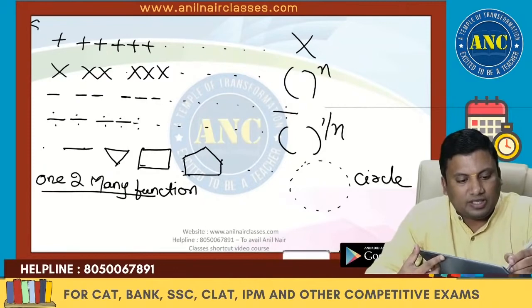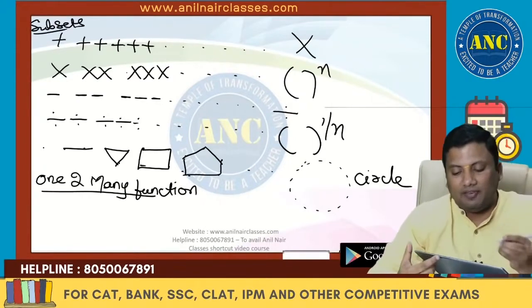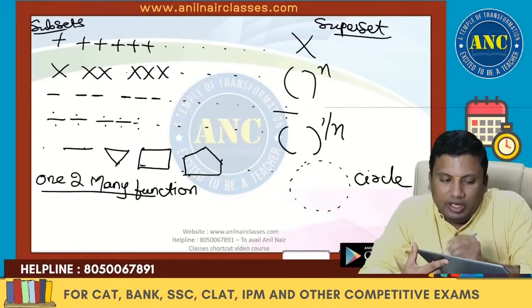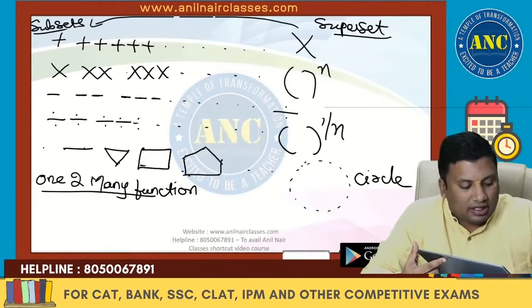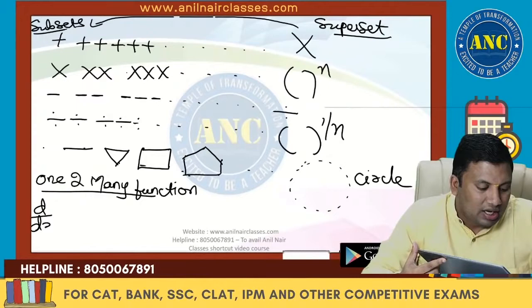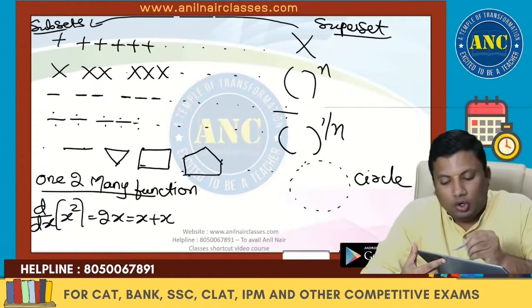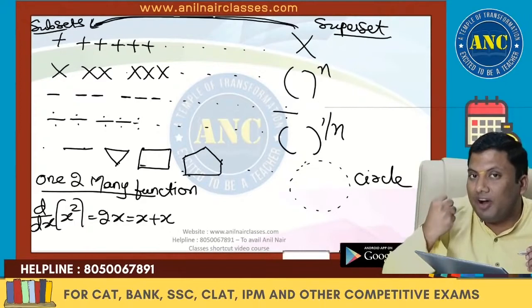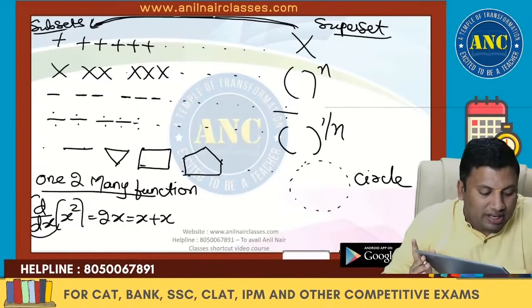Plus is a subset. If I do repeated combination of plus, I will get into. Into is nothing but a superset. So to convert a superset to subset, I will use differentiation. D by dx of x square is nothing but 2x, which is nothing but x plus x. To convert superset to subset, what are the subsets that will form the superset? If you want it in layman's language, I will use differentiation.